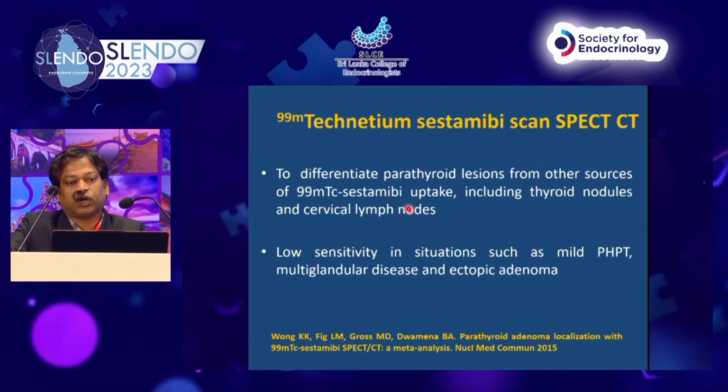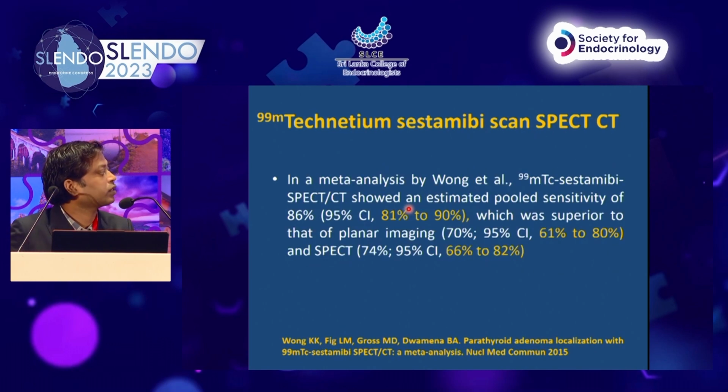Unlike ultrasound and the MIBI scan, when you add SPECT-CT to the MIBI, it is easier to distinguish parathyroid tumors from thyroid nodules and lymph nodes. But similar to ultrasound and MIBI, even with SPECT-CT, mild hyperparathyroidism, particularly in hyperplastic glands, small glands, multi-gland disease and ectopic glands, is still not sensitive enough to localize.